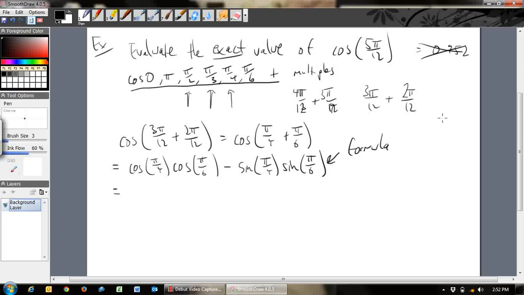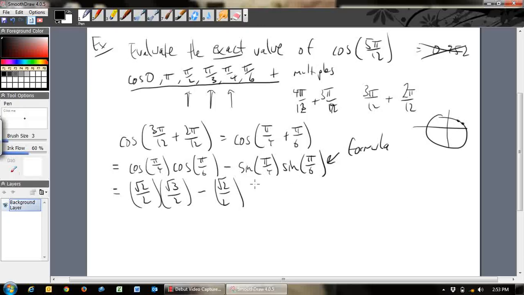Now we just have to evaluate each of these. I'm going to draw a little circle, it always helps me. Cos of pi on 4 is root 2 over 2. Cos of pi on 6 is root 3 over 2. Minus sine of pi on 4, which is also root 2 over 2, and sine of pi on 6 is 1/2. Let's evaluate this.